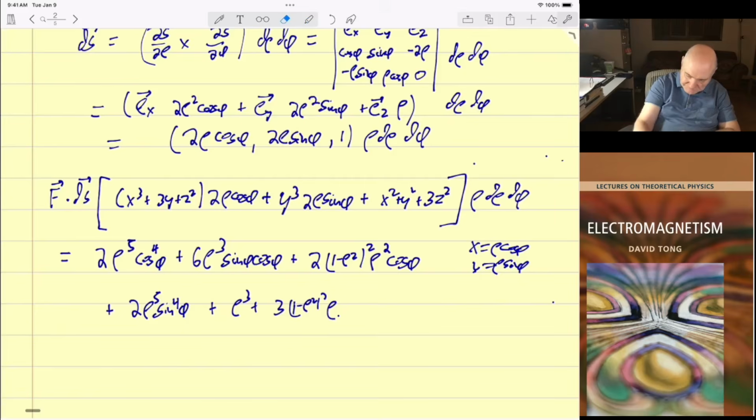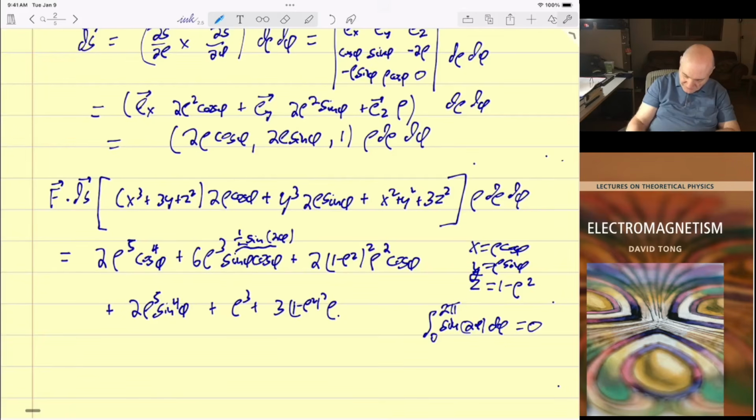So z equals 1 minus rho squared. Now there's a lot of terms here, and this looks bad, but let's see what we can do. First of all, this part over here can be written as 1/2 sine 2 phi. And whenever you integrate sine 2 phi from 0 to 2 pi, it's just 0. So this term is gone.